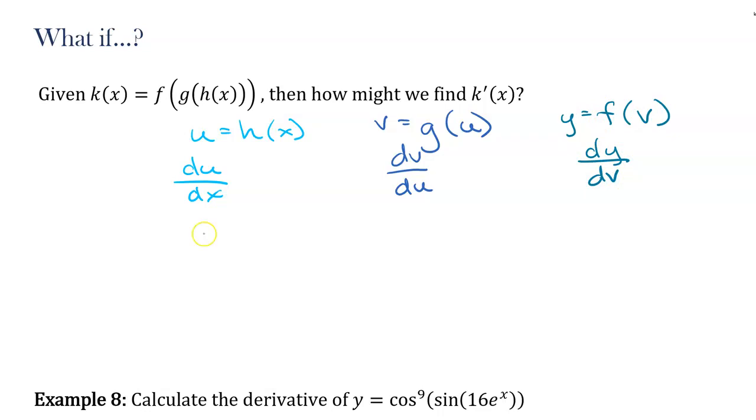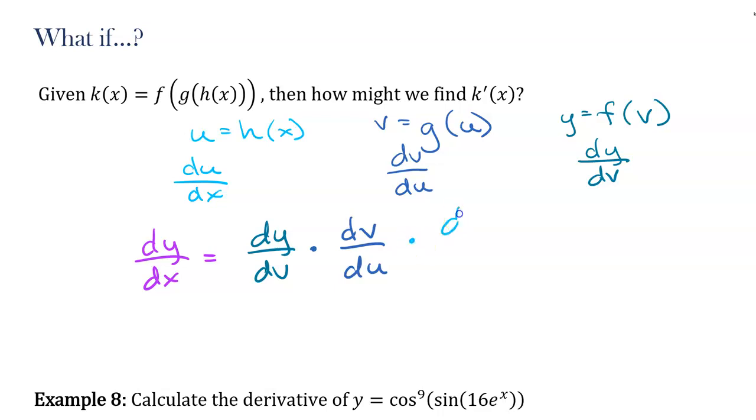So then we could have, multiplying all together, dy dx as dy dv times dv du times du dx. So if you have multiple compositions all in a row, that's fine. We would just have to stack them. So let's actually apply this.